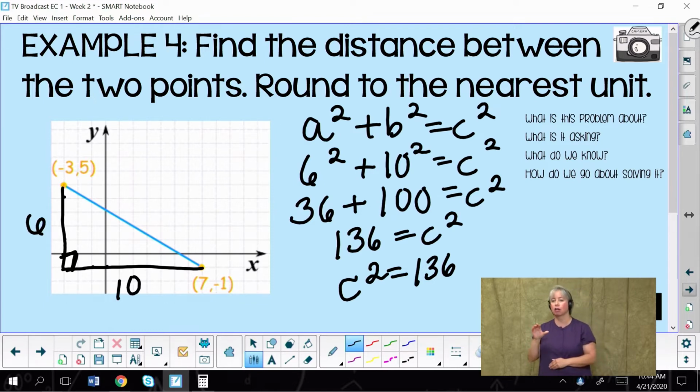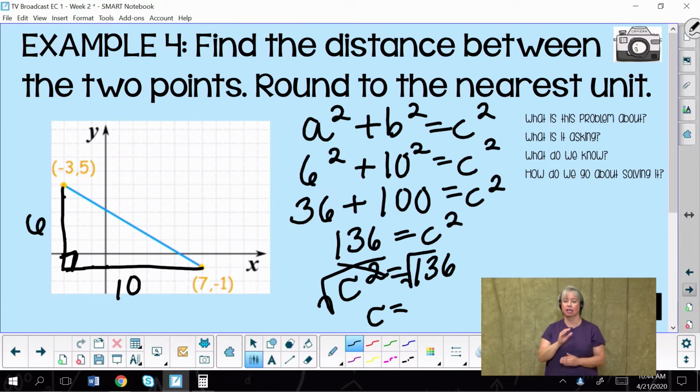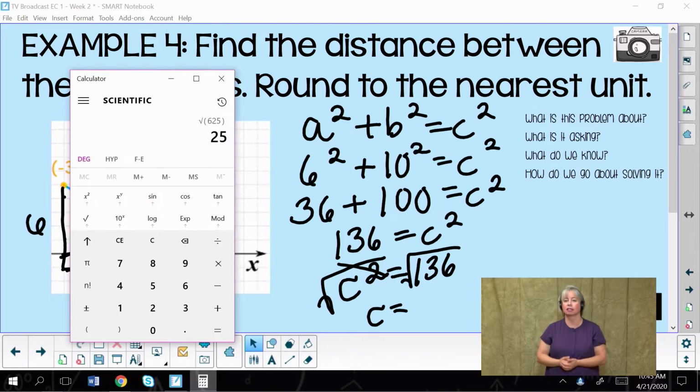The last step is I need to take the square root of both of these. So I'm going to take the square root of c squared. Those are going to cancel out. And I'm going to take the square root of 136. Like I told you, those are inverses, so they're going to cancel. And now the square root of 136, type in the 136, and then hit the square root button. We're going to get 11.66, huge long decimal expansion.